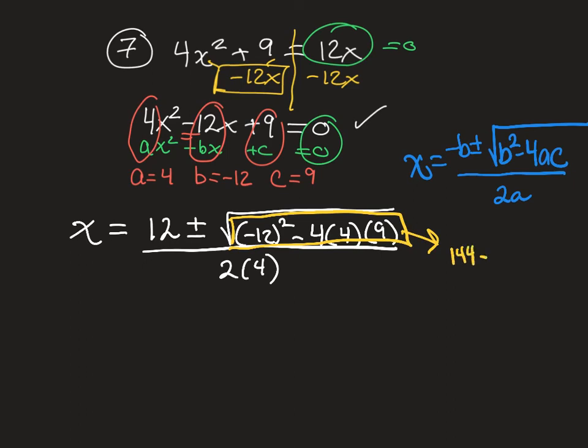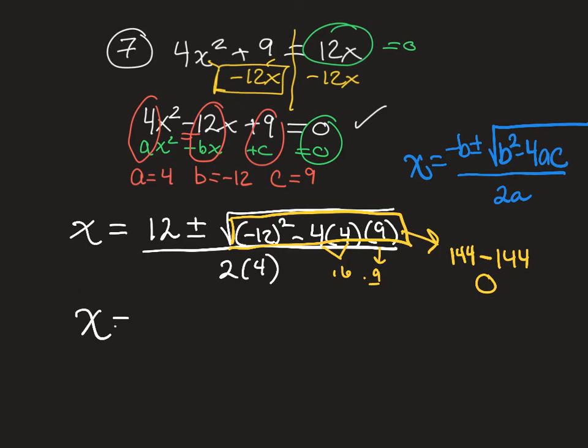144 minus 4 times 4 is 16 times my 9. I'm going to use a calculator for that. So we have 4 times 4, which is 16, times a 9. So minus 144. 16 times 9 is 144. 144 minus 144 is 0. I'm only going to have one answer this time because the square root of 0 is 0.